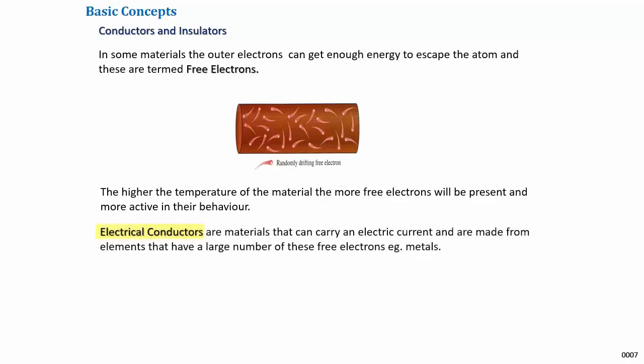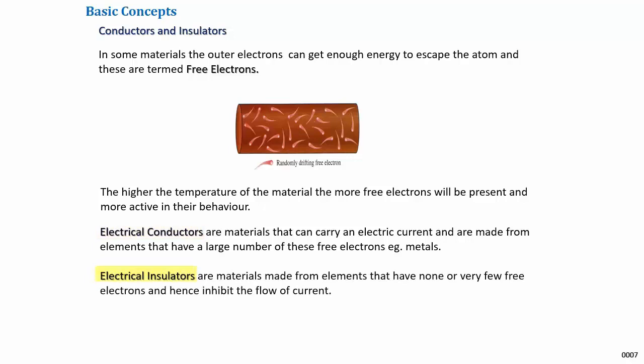Electrical conductors are materials that can carry an electrical current and are made from elements that have a large number of free electrons, for instance, metals. Electrical insulators are materials made from elements that have none or very few free electrons and hence inhibit the flow of current.